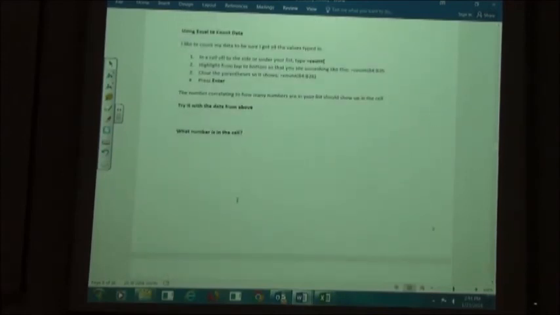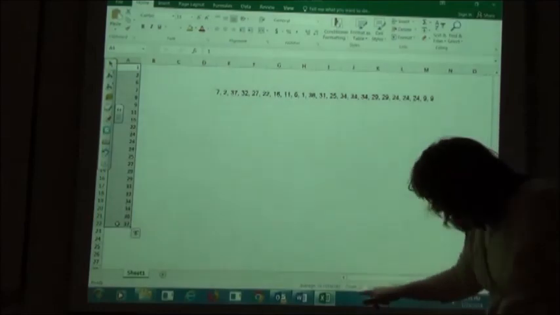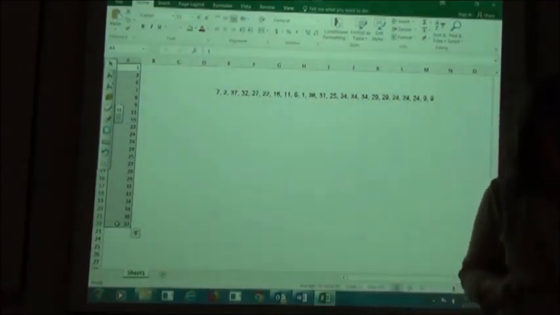Using Excel to count data, this is again something you probably don't have to do, but if you were wondering, actually now on 2016 you can highlight them and it actually does the count down on the bottom. Way down here it says count 22.